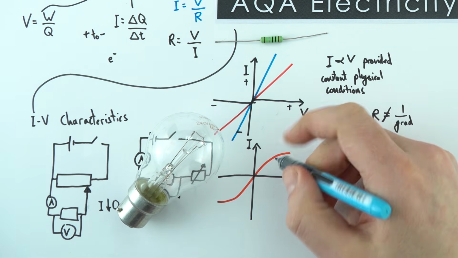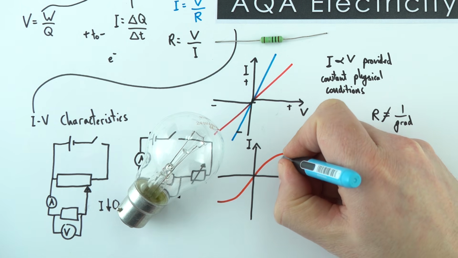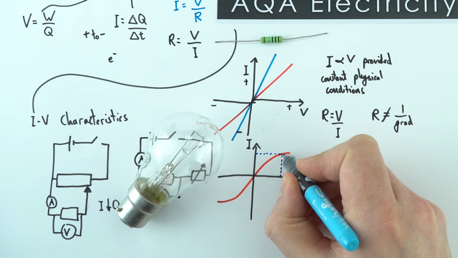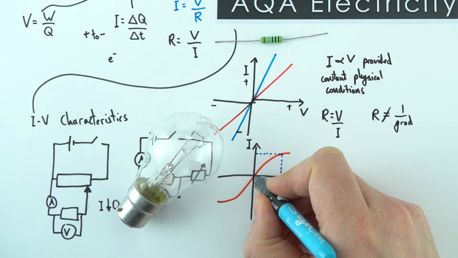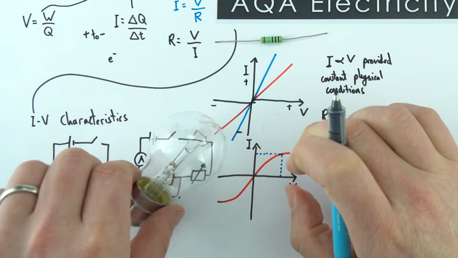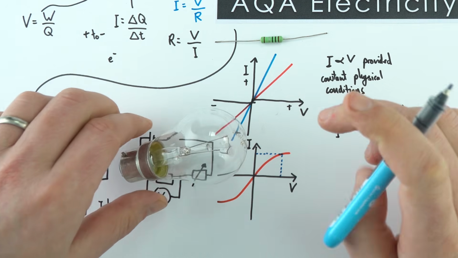If you wanted to work out the resistance at any point, you take your value of V, you look at your value of I, and effectively you take this value divided by this value. It's not the same as the gradient, which is at a different angle. So this is the characteristic for a filament lamp.